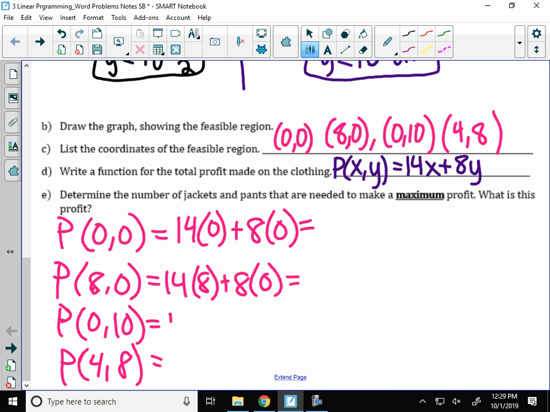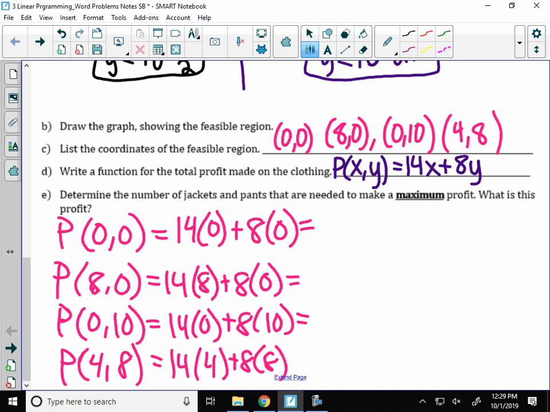So just find your one. And then 14 times 4. Alright, first row, you should be good. I don't think you needed even a calculator for that one. What's the profit if I sell no jackets and no pants? $0. Alright, everyone else can just fill that in then. Write that on your paper. Second row, what's the profit for selling 8 jackets and no pants? How much? Second row, what was the profit here? 112? Alright, there we go.